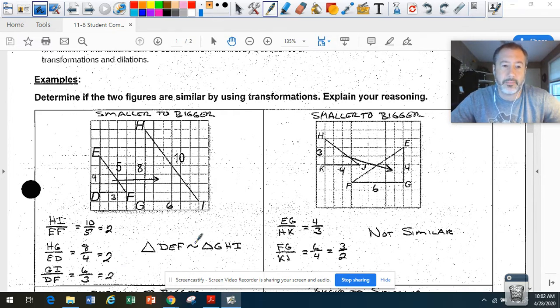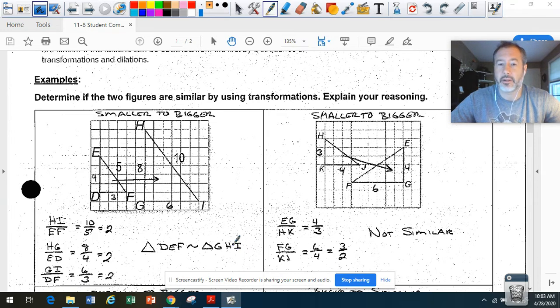This is known as a similarity statement. Now remember, order is going to be important. If I start with D, then on the other side I have to start with G. Then if I go to E, on the other side I must go to H. Then I go to F, then on the other side I must go to I. Now I can switch these around, that's fine. But if I start with F, on the other side I must have an I. So they must be in some type of order. So triangle DEF is similar to triangle GHI.